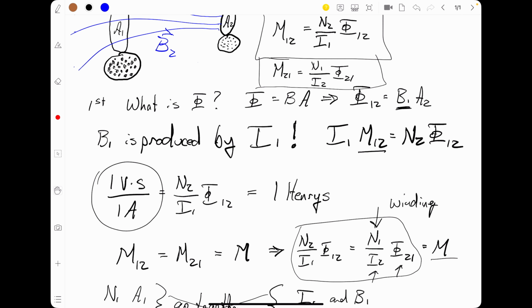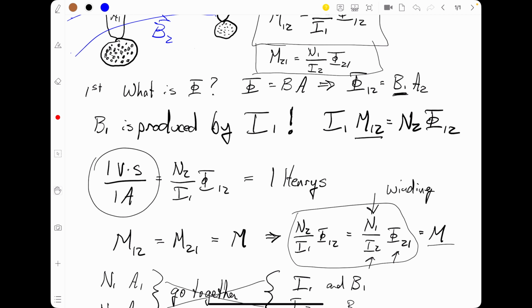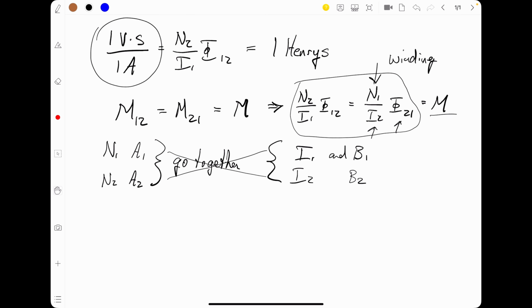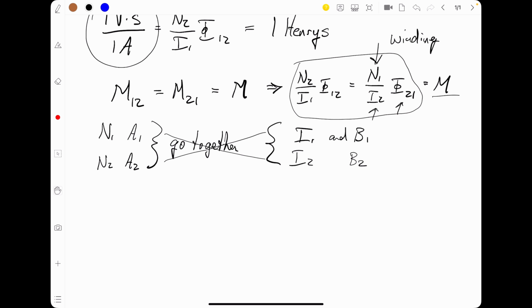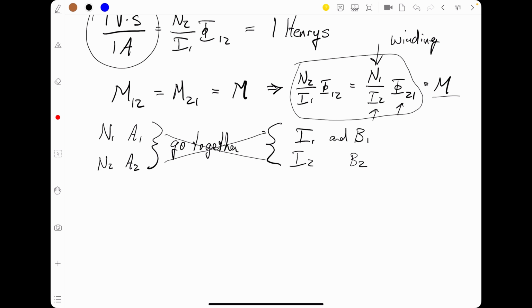Let me see. Just want to make sure that they do crisscross. N2 and B1. N2 and B1. Right. So they have to crisscross. Okay? So good. So they all go together, but they crisscross. So those go with those, and those go with those. Okay, so that's how they all go together. That's how they fit.